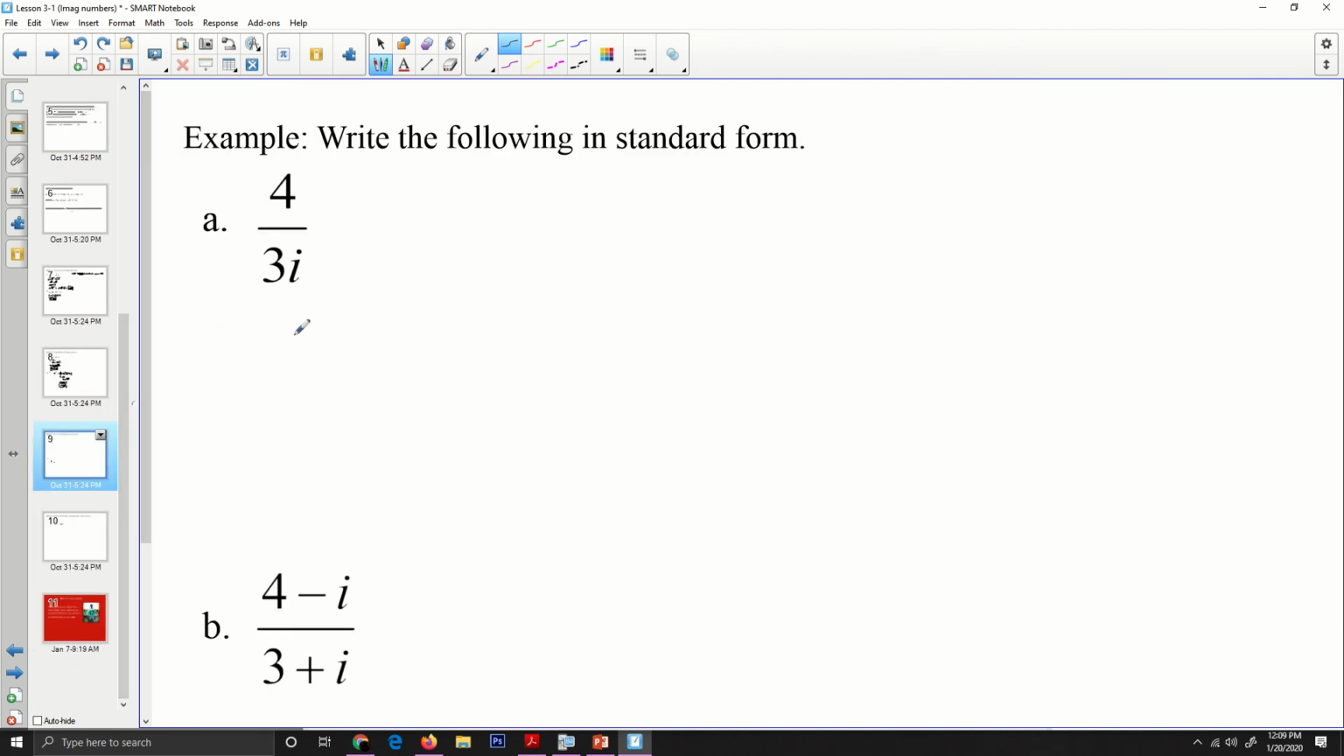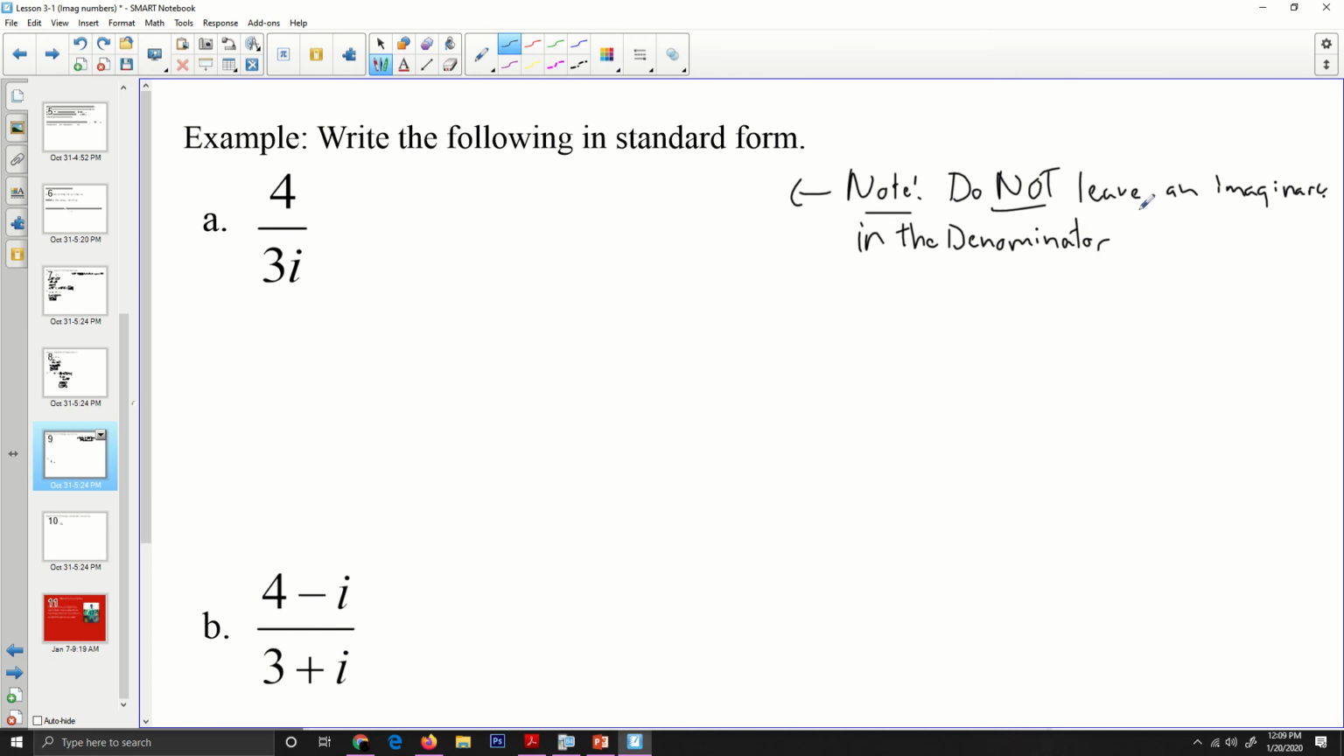Write the following in standard form. So we're doing a division problem here, and just as a note, do not leave an imaginary in the denominator. And here we're going to use the funky one.